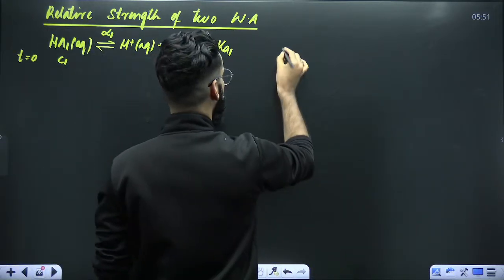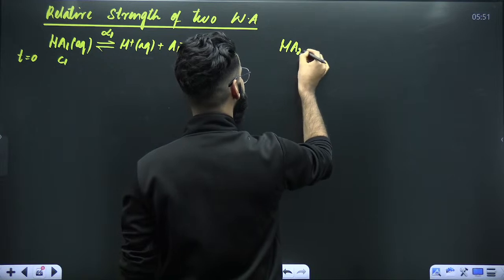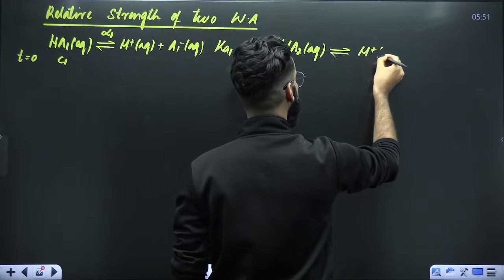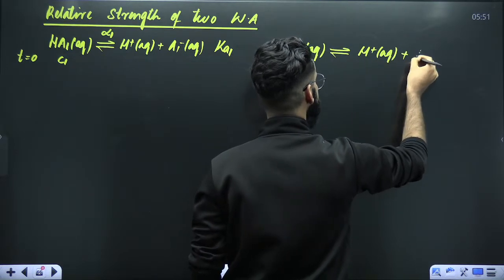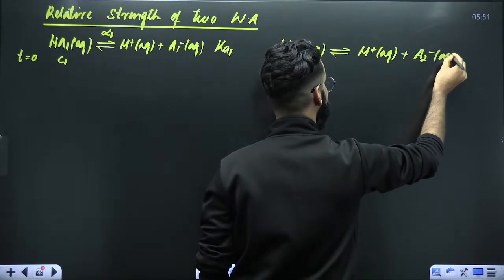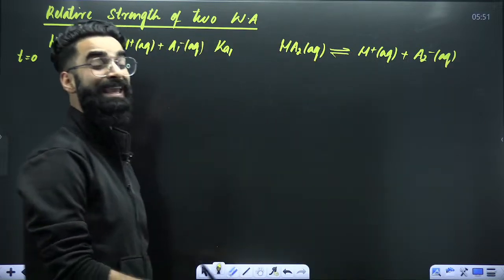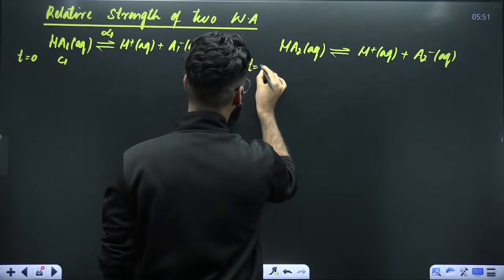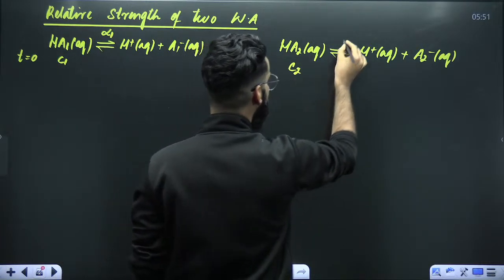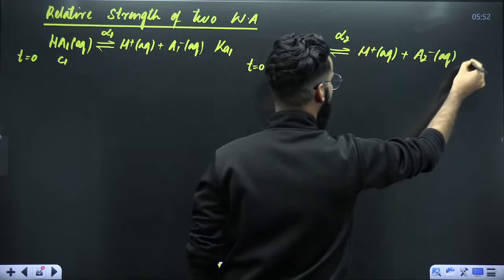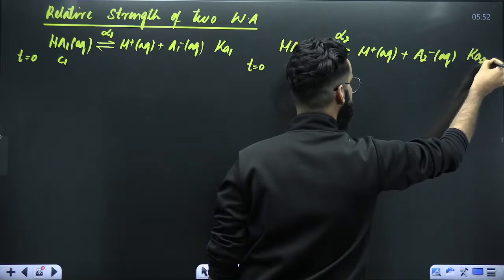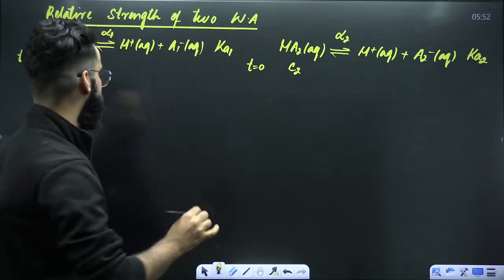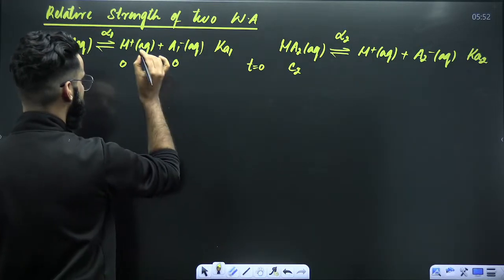Now similarly, we have got one more container that contains weak acid HA2, and this HA2 is going to remain in equilibrium, that is H positive aqueous plus A2 negative aqueous. These are going to be its ions with which it's going to be in equilibrium. Same procedure. Time t is equal to 0. Let's assume its concentration is C2. Degree of ionization is alpha 2. And let's assume the ionization constant of this weak acid is Ka2, for example. Use the same procedure. So initially this has to be 0. This has to be 0.